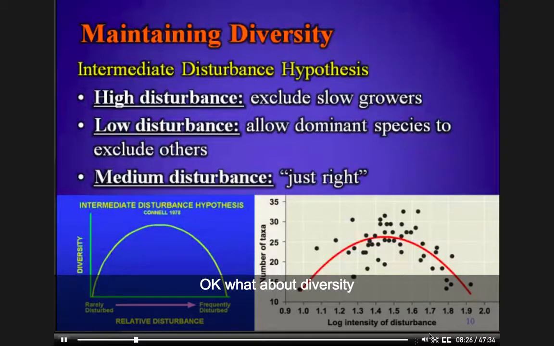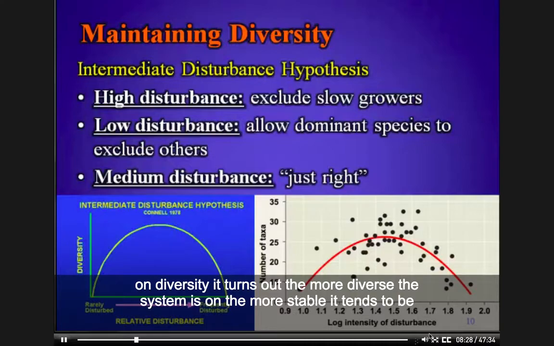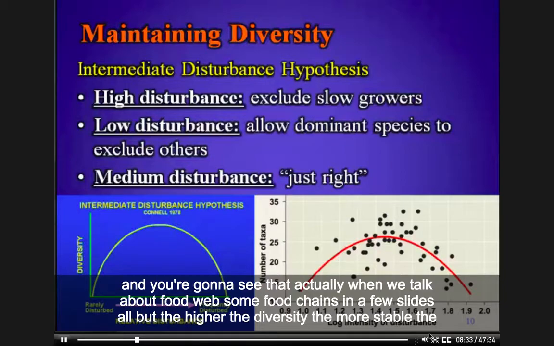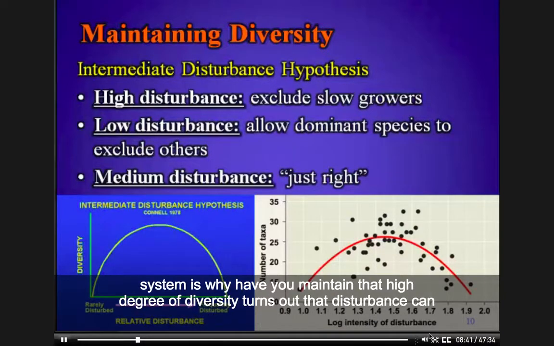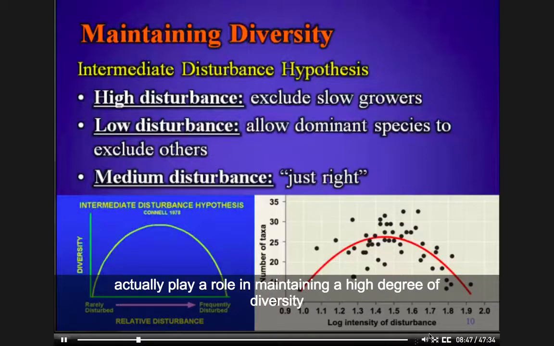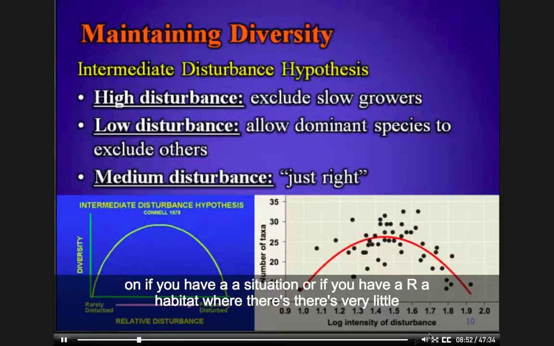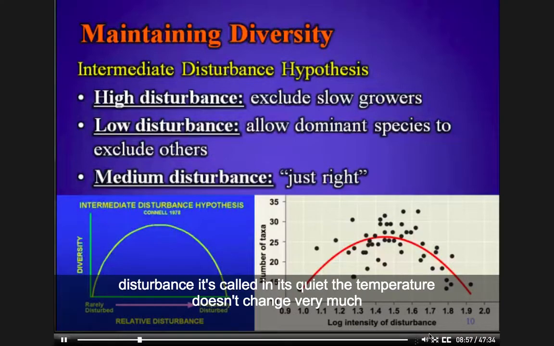Okay, well, what about diversity? Diversity, it turns out, the more diverse a system is, the more stable it tends to be. And you're going to see that actually when we talk about food webs and food chains in a few slides. But the higher the diversity, the more stable the system is. Well, how do you maintain that high degree of diversity? Turns out that disturbance can actually play a role in maintaining a high degree of diversity. If you have a habitat where there's very little disturbance. It's calm, it's quiet, the temperature doesn't change very much.